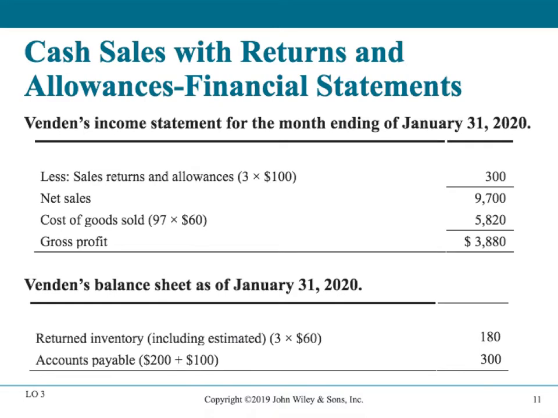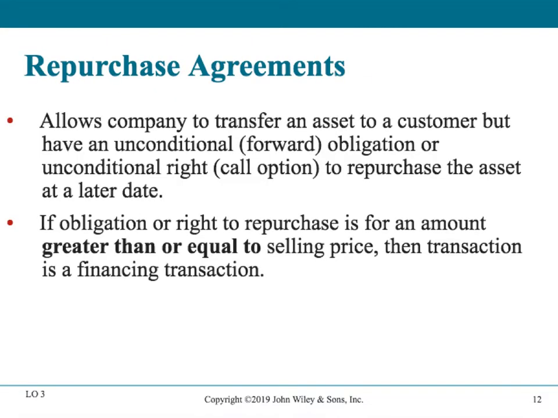later. And here is again your financial statements. Look very much alike. The only difference will be this accounts payable account that got created. So we don't have an accounts receivable because those were cash sales, but we do have a liability set up for $300. Let's now take a look at repurchase agreements.